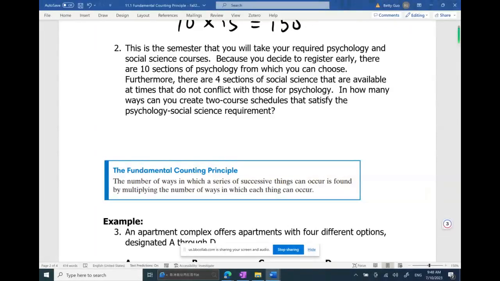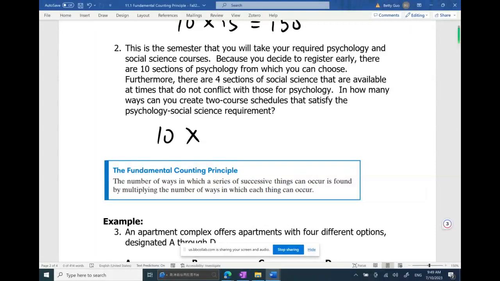So here in this example, your task is to choose a psychology social science 2-course schedule, right? The first step is to choose a psychology schedule. How many ways do you have that? You have 10 options. Fundamental counting principle. And the second step, in this case, the order of the 2 steps is fixed, right? You have to choose psychology first and then social science. Knowing that doesn't affect how you apply the fundamental counting principle. Just follow the order.